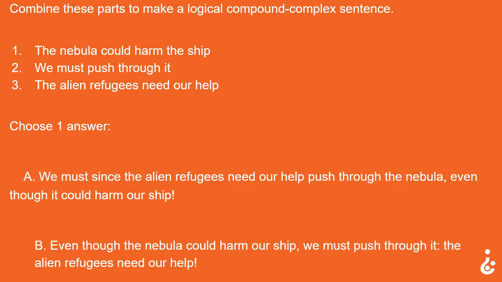And in this task, please combine these parts to make a logical compound complex sentence. The nebula could harm the ship. We must push through it. The alien refugees need our help. And one answer, A. We must, since the alien refugees need our help, push through the nebula, even though it could harm our ship. And B. Even though the nebula could harm our ship, we must push through it. The alien refugees need our help. Don't forget to put the pause.